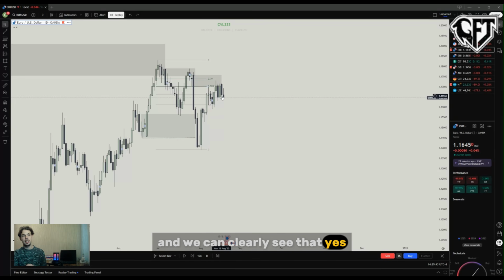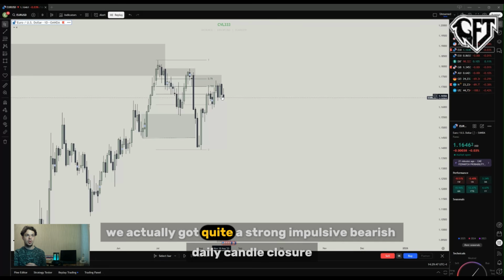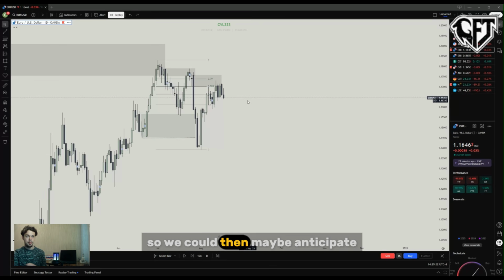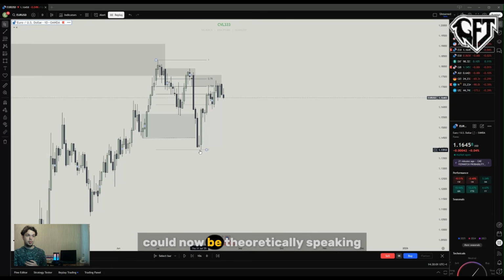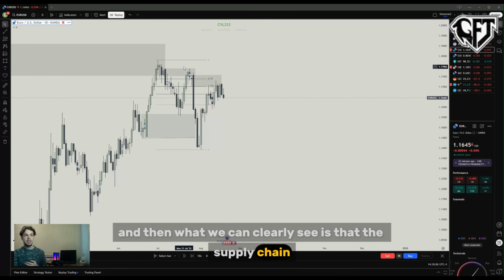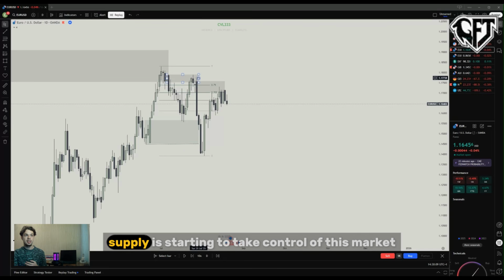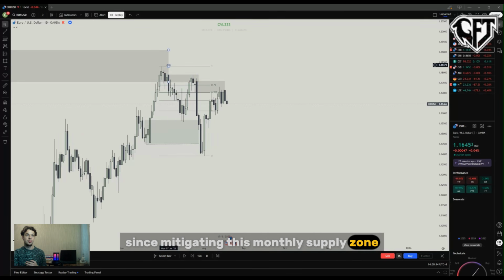And we can clearly see that on the previous trading day, Monday the 18th of August, we got quite a strong impulsive bearish daily candle closure. So we could maybe anticipate that this next candlestick could be printing another bearish candle. We could also build upon the theory that this could theoretically be a weak low, as it failed to take out any high above. And we can clearly see the supply chain is starting to be built, and supply is starting to take control of this market since mitigating this monthly supply zone.